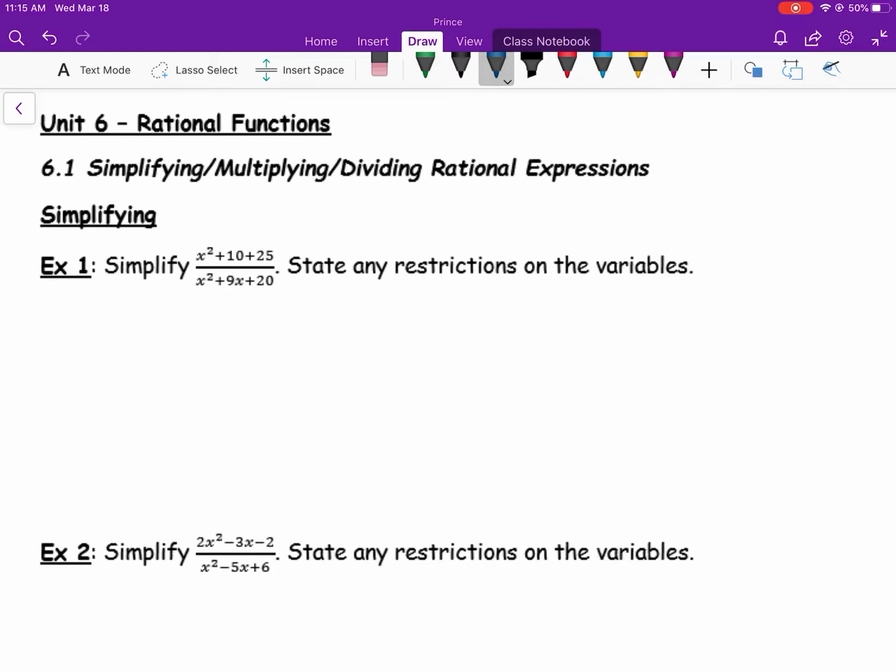X plus 1, x minus 1. Okay. And then we'll get number 3. It's x plus 1. That's done. Easy peasy. And then number 4. X squared plus 2x.